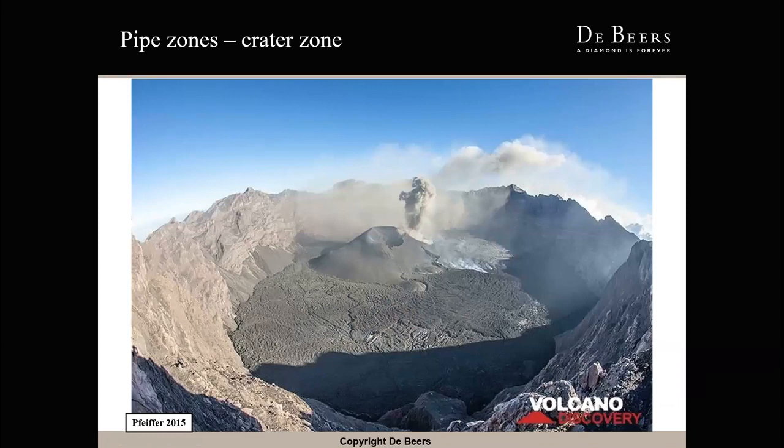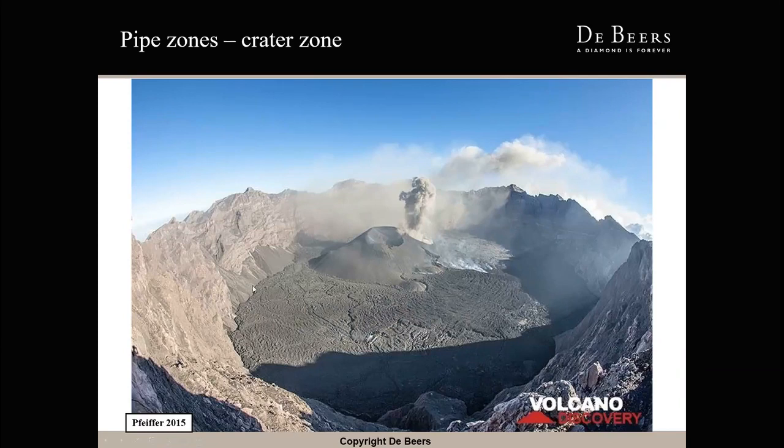This is Rahung stratovolcano as it looked in 2015. The reason for this photo is just to illustrate that you get a complete transition in many volcanoes, and kimberlites are no exception. Here you had a very violent caldera eruption. The crater is 2 kilometers across.